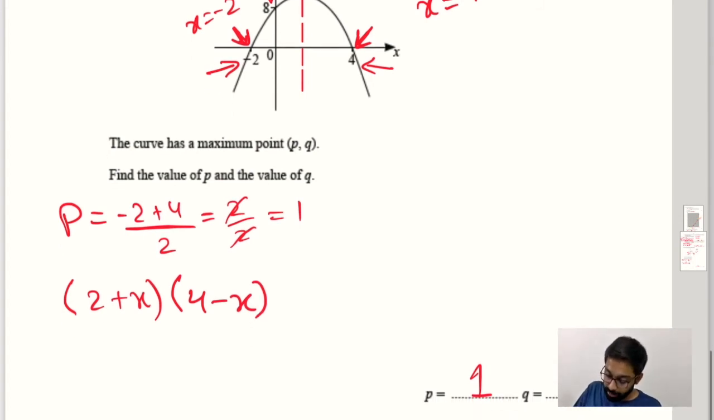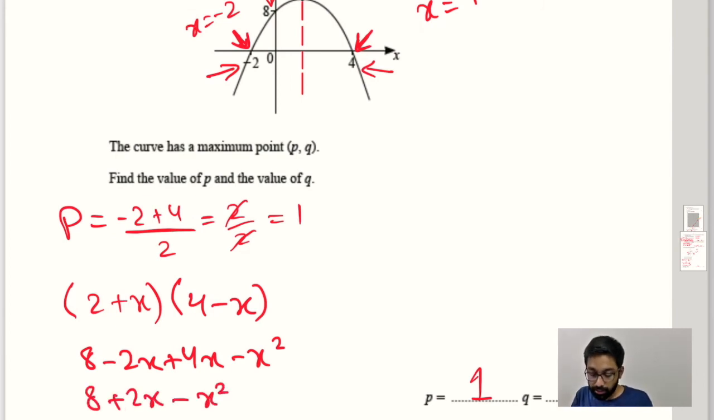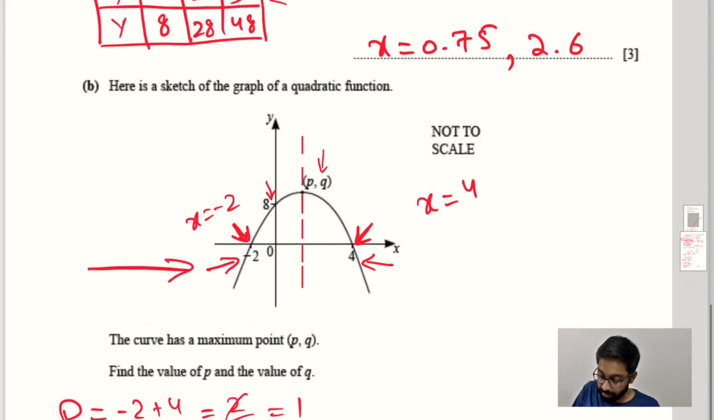Now when you multiply these two, I multiply 2 with 4, I get 8. Then I multiply 2 with -x, I get -2x. Then I multiply positive x with 4, I get positive 4x. And then I multiply positive x with -x, I get -x squared. If I simplify this, I get 8 plus 2x minus x squared. This is the equation of this graph that we have.